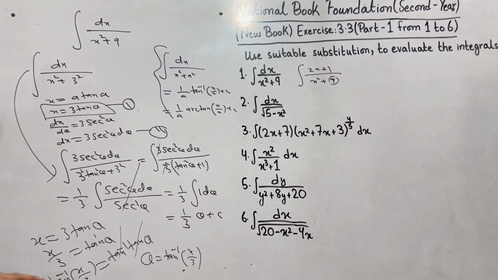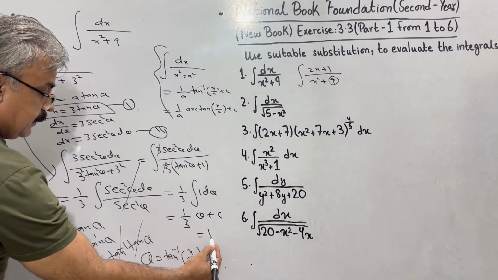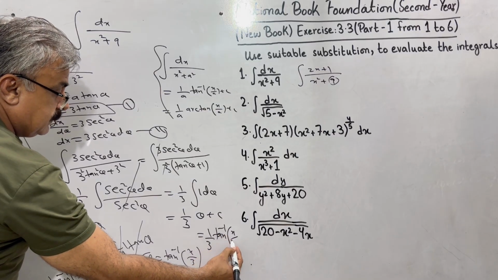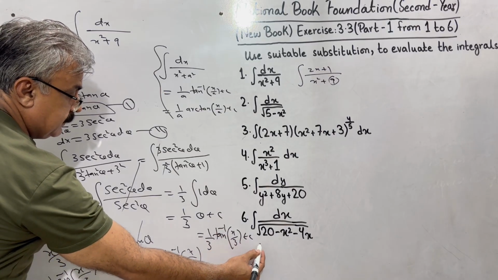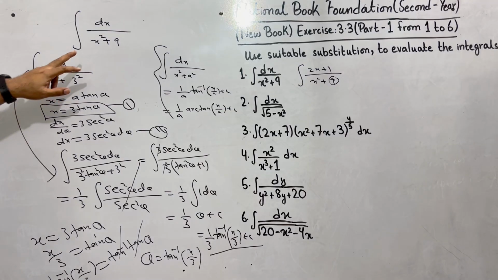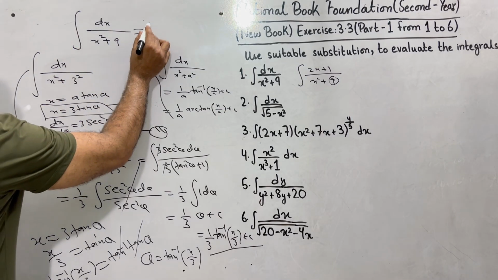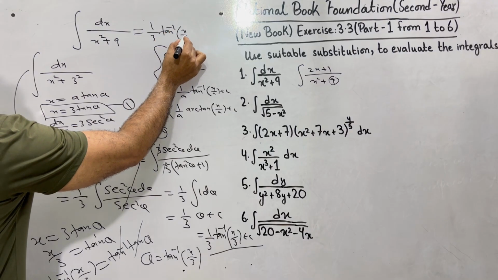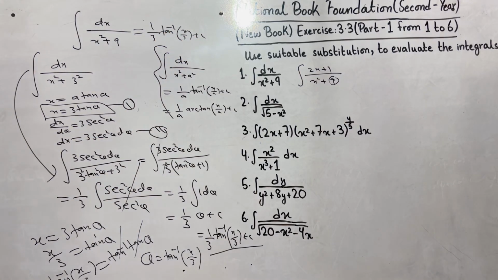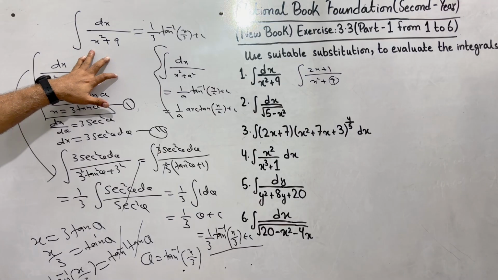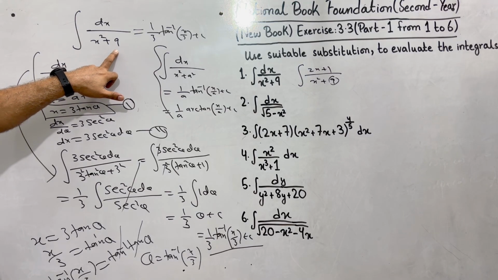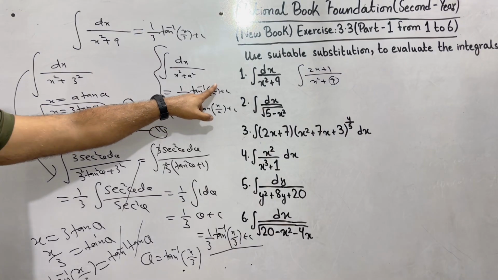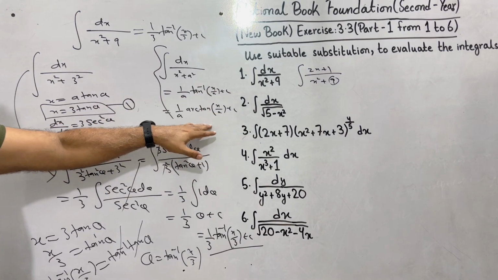So our answer is 1 over 3 times theta, meaning 1 over 3 tan inverse of x over 3 plus c. That is our answer. The shortcut is for MCQ type questions: 9 can be written as 3 square, and we plug in just the value of a, that is 3, giving 1 over 3 tan inverse of x over 3 plus c.